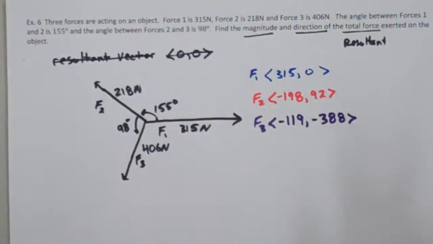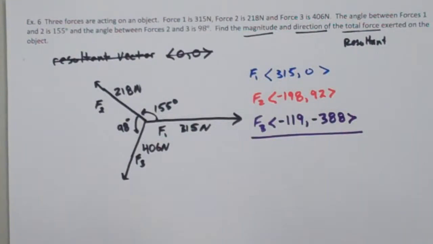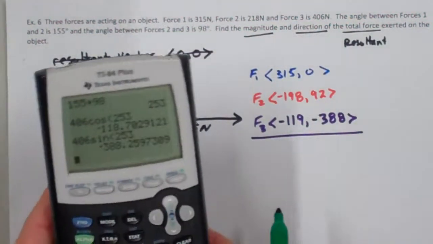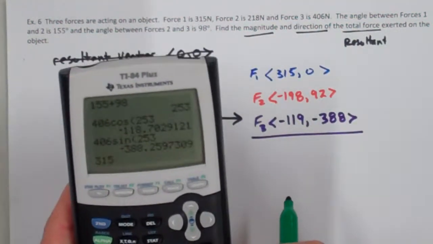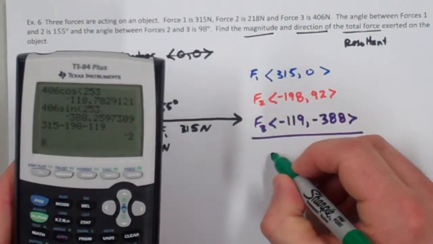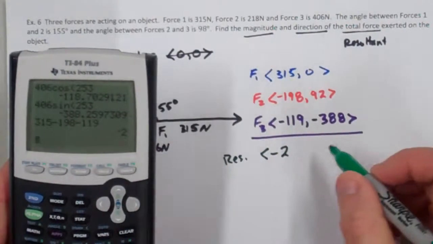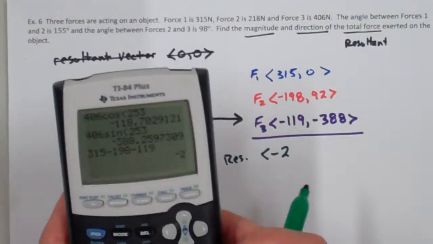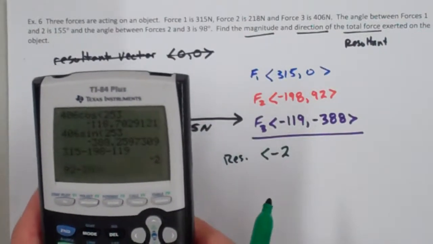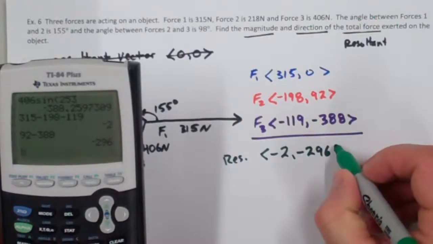So all we need to do now is add all of these up, and that'll be our resultant vector. And then we can find the magnitude and direction there. So we'll do 315 minus 198 minus 119. That gets us to negative 2. And then we'll do 92 minus 388. That gets us to negative 296.